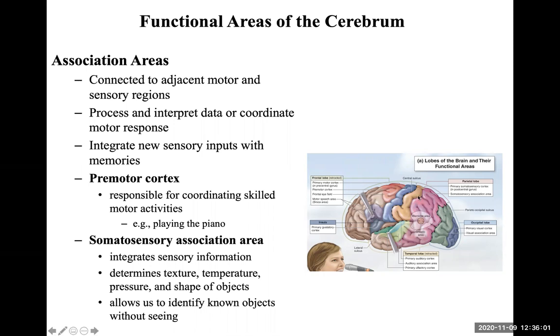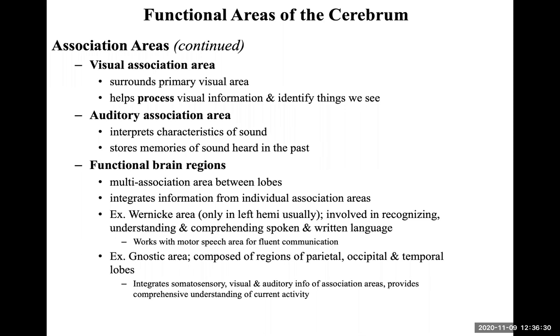So yes, these are the association areas that are associated with either the precentral gyrus, which is in the motor cortex, or the postcentral gyrus, which is in the somatosensory cortex. This has to do with movement, and this has to do with interpretation of senses. Okay, yeah, thank you so much. Yeah, no problem. And we'll expand on these concepts as we go through.